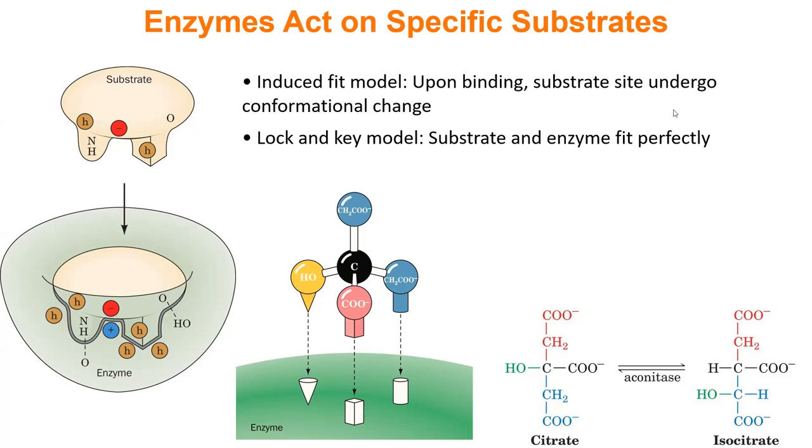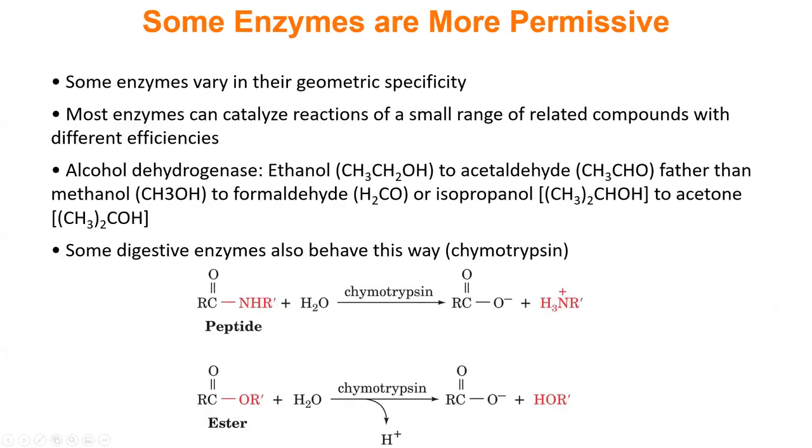Now, I did mention that enzymes don't do side reactions. They can though. They don't do it as much as our chemical catalysts, but they can. They are still prone to it. So some enzymes can do reactions on substrates that are similar to their original substrate.